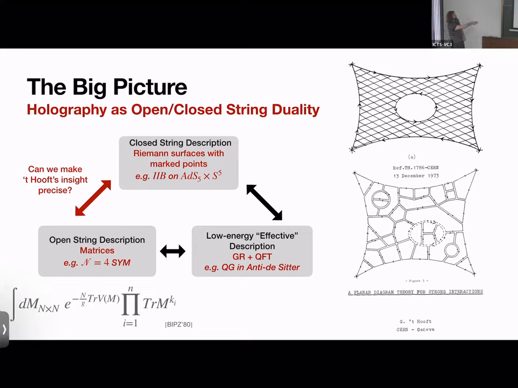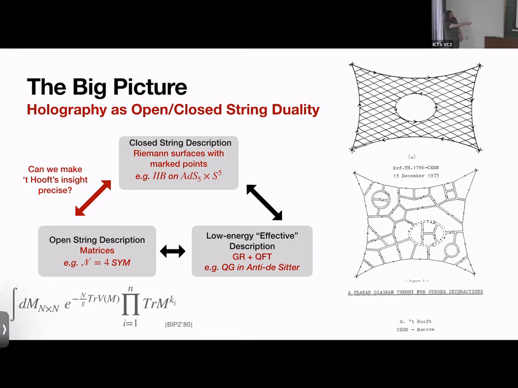But the box that we want to focus on is the worldsheet picture of strings. These are closed 2D surfaces, possibly with some marked points where you would insert vertex operators on the string theory side. So in this example of N=4, this would be, say, type IIB string theory on AdS5 × S5.